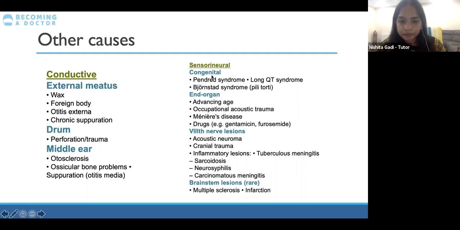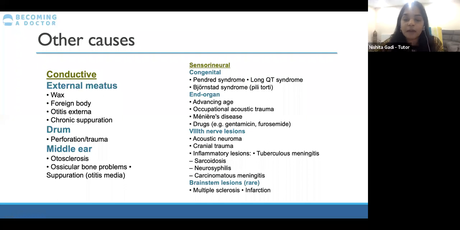And then for sensorineural, you can have congenital causes. You can have end organ causes, similar to how presbycusis is. There's also other end organ causes, such as occupational acoustic trauma, and drugs that can eventually build up and cause ototoxicity. That's why some drugs are called ototoxic, because they can degenerate the cochlea and so forth. And there's also Meniere's disease.